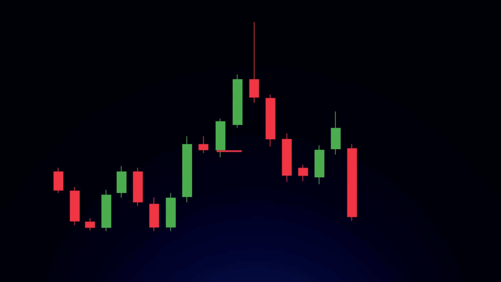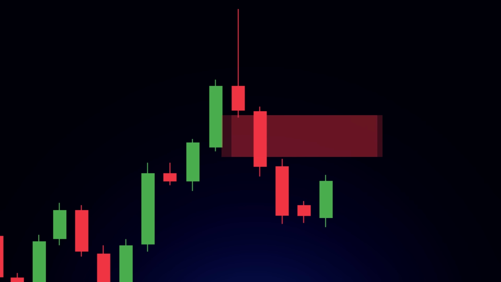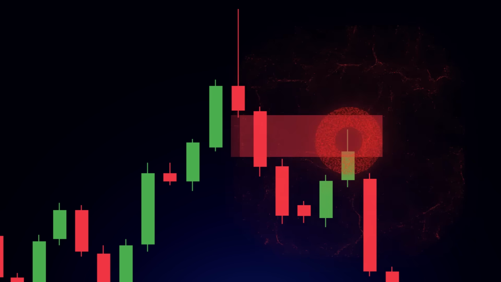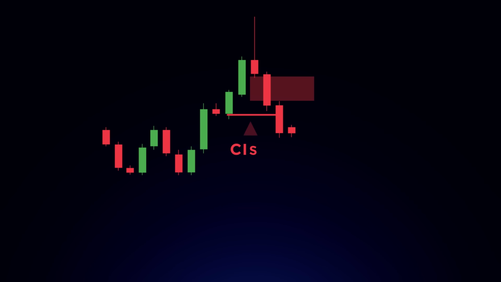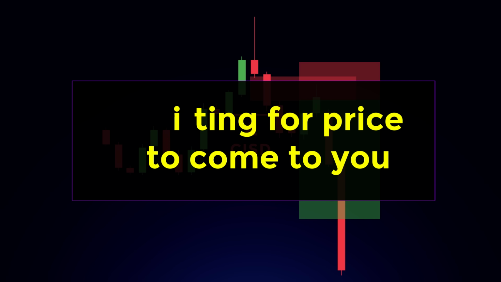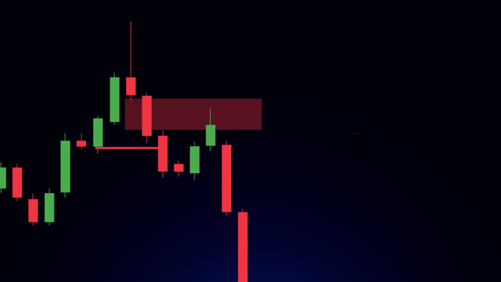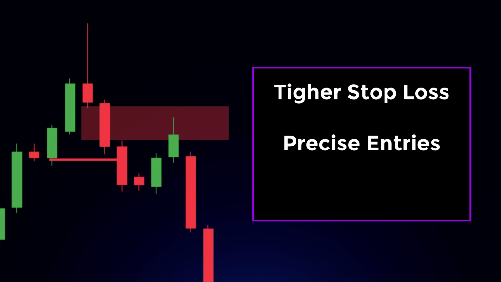Once you've identified a CISD, the next thing to look for is a fair value gap. These gaps are imbalances where price moved aggressively and left unfilled orders. Smart money often reuses these areas as fuel for the next leg of the move. After a CISD, price usually pulls back, and if it returns to a fair value gap, that becomes a high probability entry zone. You're no longer guessing, you're waiting for price to come to you, inside an area where market makers previously moved the market. Your stop loss can be tighter, your entry more precise, and your R&R significantly better.